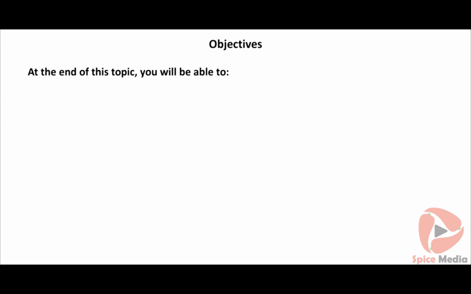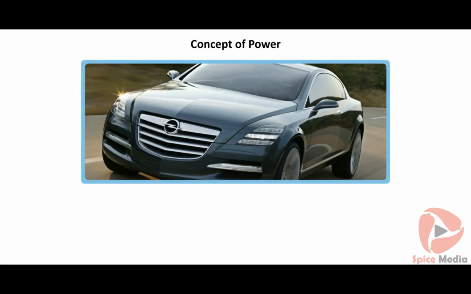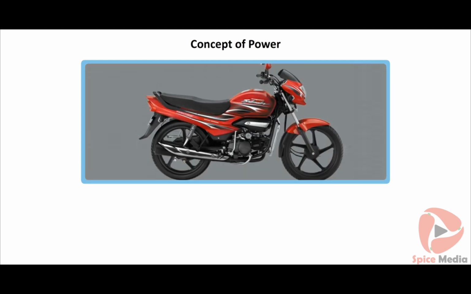At the end of the topic, you will be able to define power, explain energy and its various forms, express the practical unit of electrical energy, and describe the ways of obtaining energy. You have seen different automobiles. To understand the concept of power, consider a car and a bike. A car can carry about 5 people and can travel 150 kilometers in an hour, whereas a bike can carry 2 members and go a maximum of 90 to 100 kilometers in an hour.